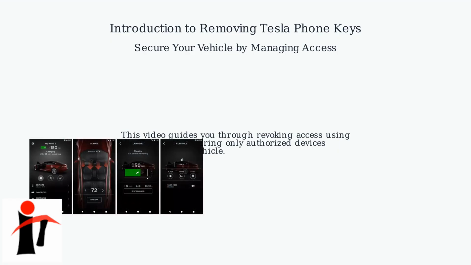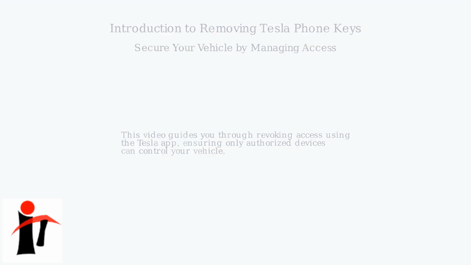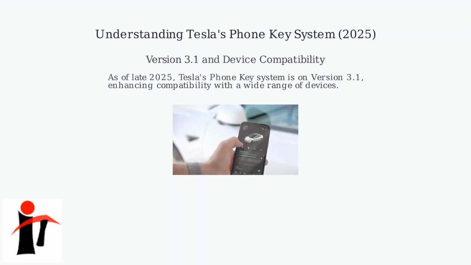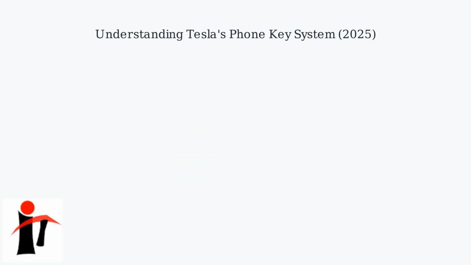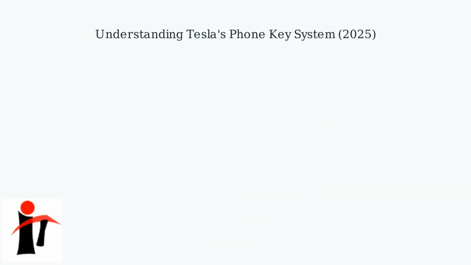The app provides controls for vehicle functions like locking and starting. The phone key screen shows troubleshooting and access options. As of late 2025, Tesla's phone key system is on version 3.1, enhancing compatibility with a wide range of devices. This system uses Bluetooth Low Energy for secure, proximity-based access.